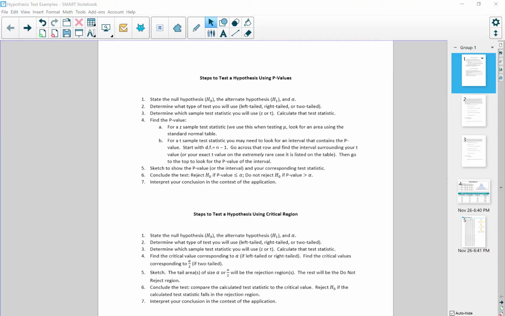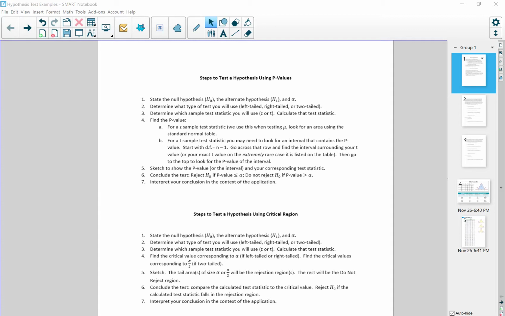Okay, so we're going to look at some examples now for hypothesis testing. But first, let's review the steps for hypothesis testing. So if you're going to test using p-values, and keep in mind p-values are now pretty much the most common way of doing a hypothesis test. Very rarely do we use critical regions anymore.